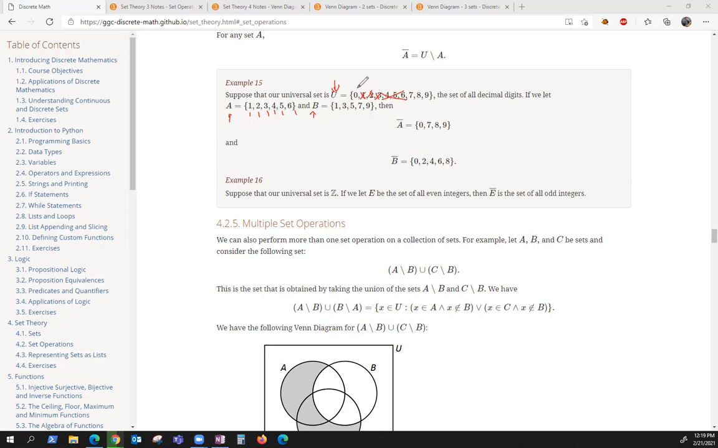So all that's left is 0 and then 7, 8, 9. And that's what A complement is. And you can try something similar. You can work that out with B complement for yourself. So those are the basic set operations we're going to be using.